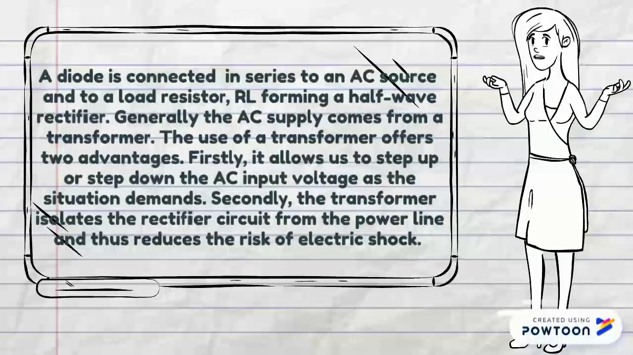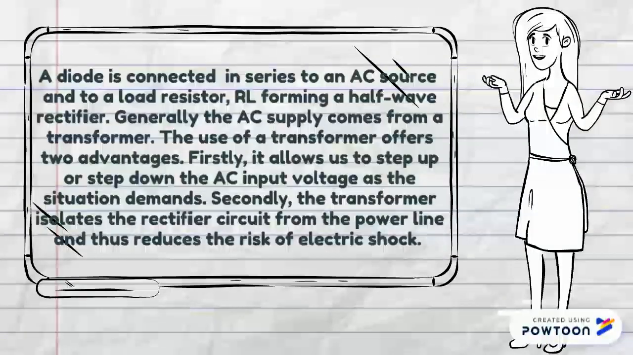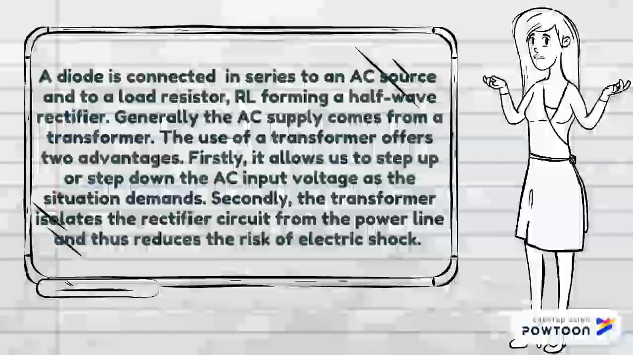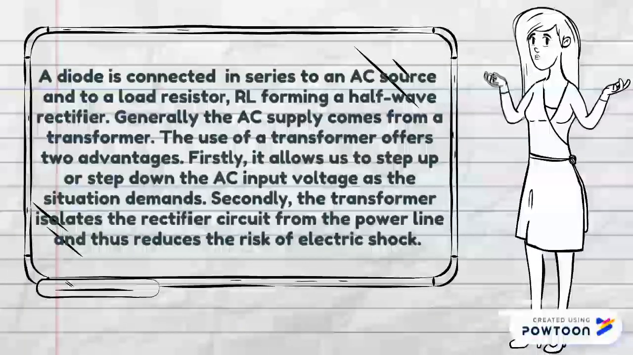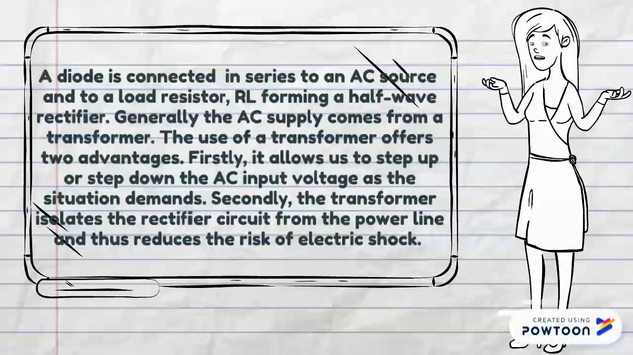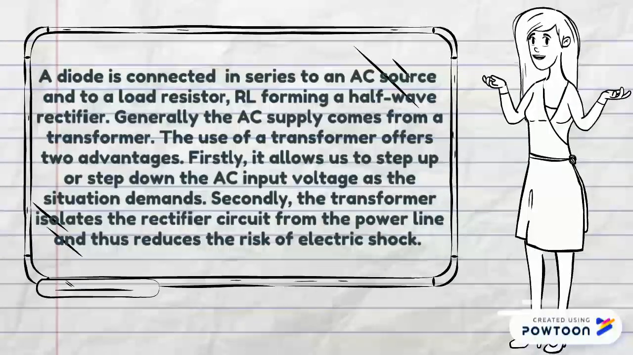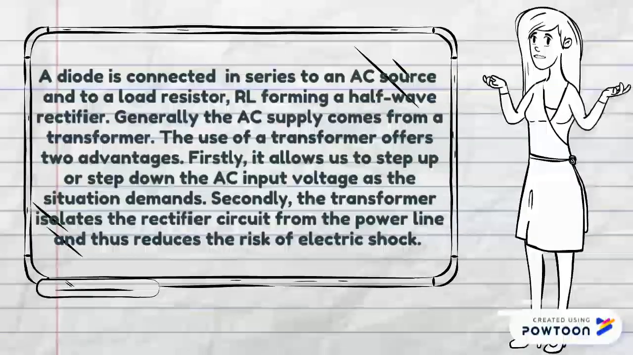A diode is connected in series to an AC source and to a load resistor RL, forming a half-wave rectifier. Generally, the AC supply comes from a transformer. The use of a transformer offers two advantages. Firstly, it allows us to step up or step down the AC input voltage as the situation demands. Secondly, the transformer isolates the rectifier circuit from the power line and thus reduces the risk of electric shock.